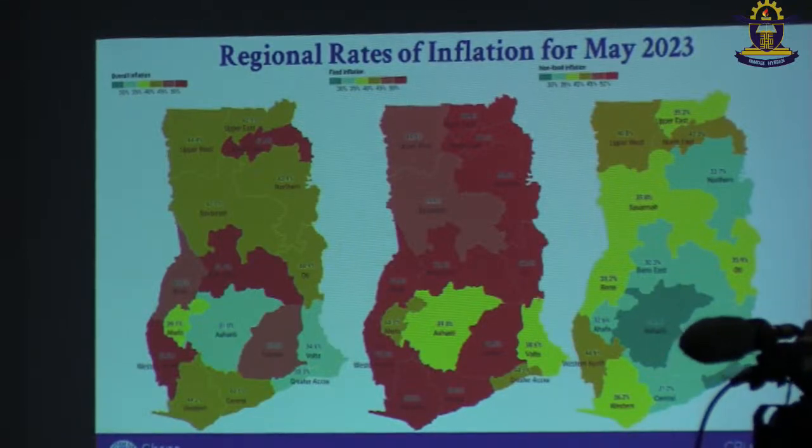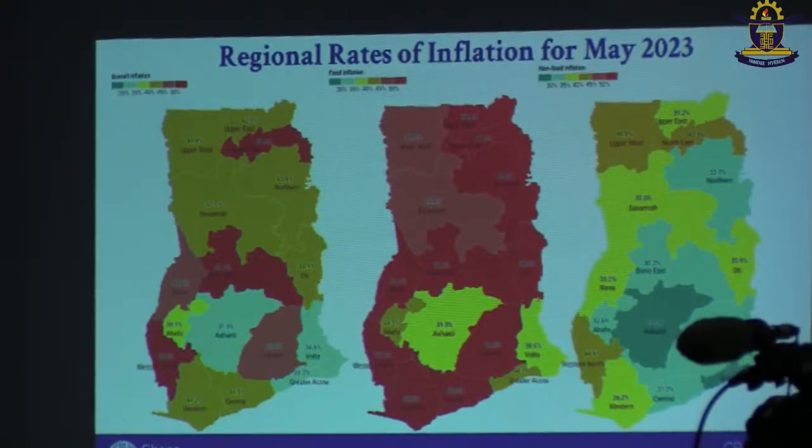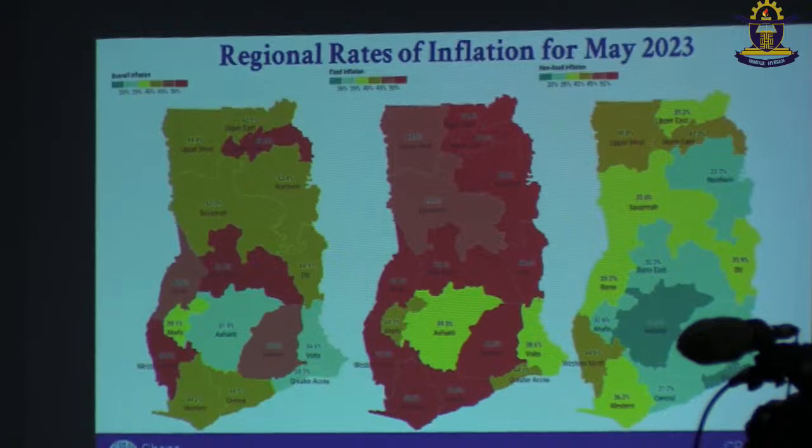The region that recorded the least rate of inflation for the month of May 2023 was Ashanti region, which recorded a rate of 31.0%. The difference between the region with the highest rate of inflation and the region with the lowest rate of inflation, which is Ashanti region, 31.0%, is more than 2 times.